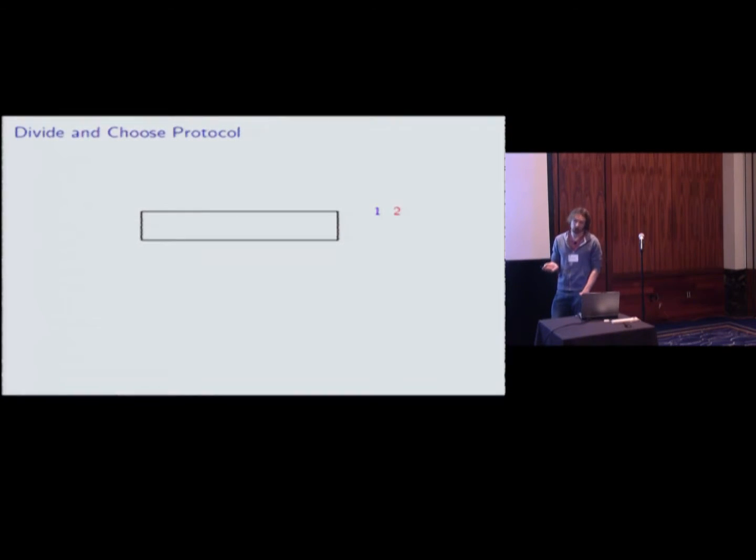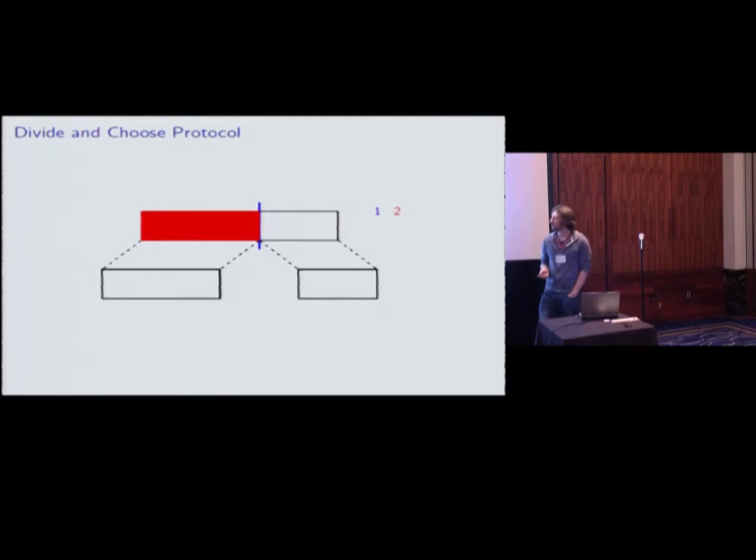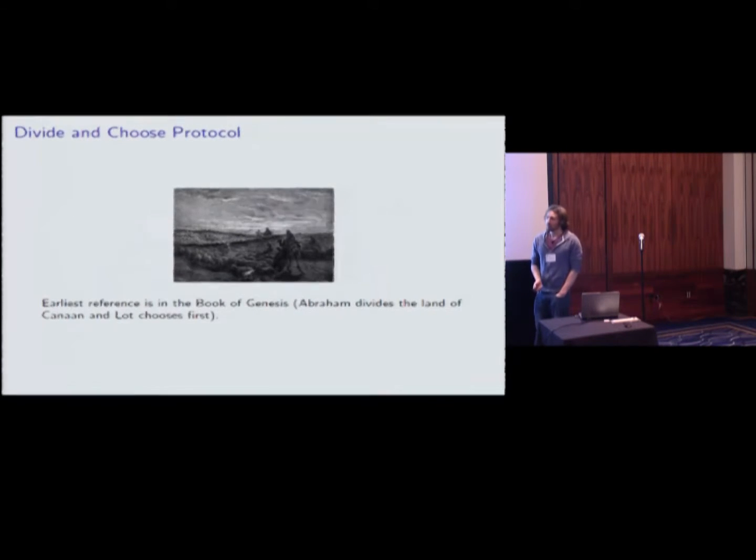We can simply ask agent 1 to cut the cake into 2 equal pieces. Agent 2 then indicates which piece he likes best. Let's say it's the leftmost one. We cut the cake in 2, give 2 his preferred piece, and 1 gets the remaining piece, and everyone's happy. So this has been known for quite some time. It's even been referenced as early as in the Bible.